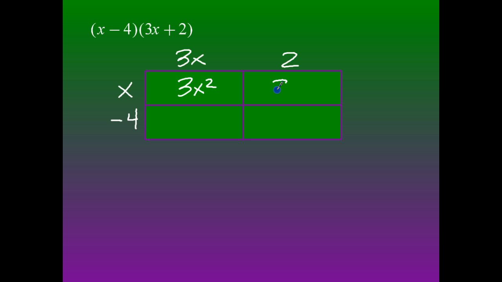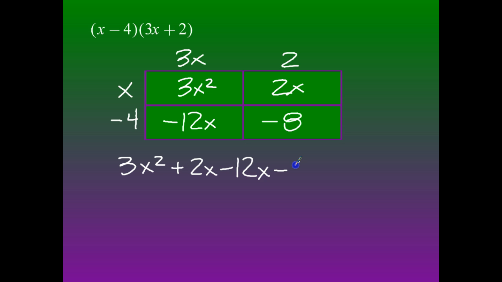2 times x is 2x. 3x times negative 4 is negative 12x. And then 2 times negative 4 is negative 8. Okay? And then what I'm going to do is rewrite each of these terms underneath. So I'm going to get 3x squared plus 2x minus 12x minus 8.